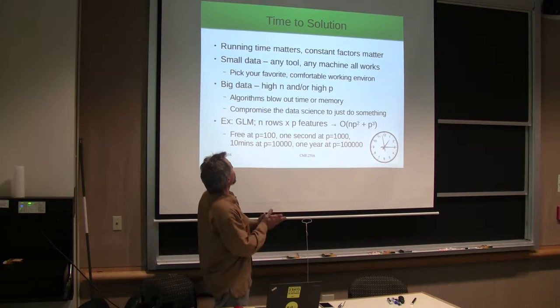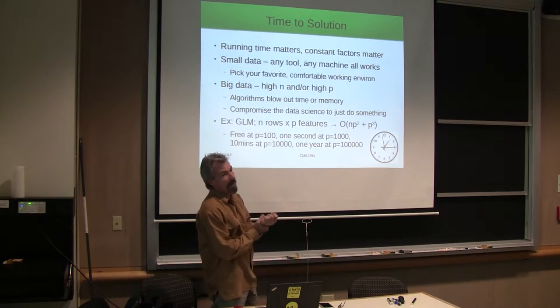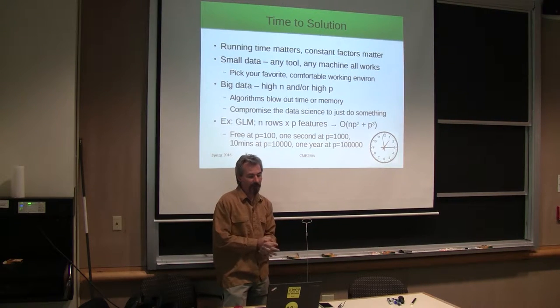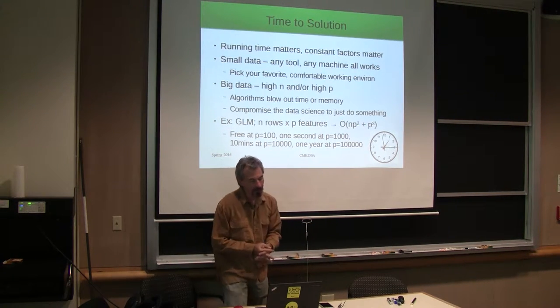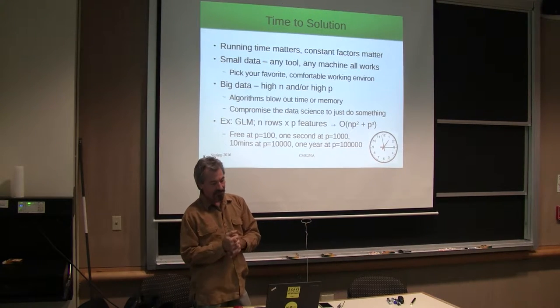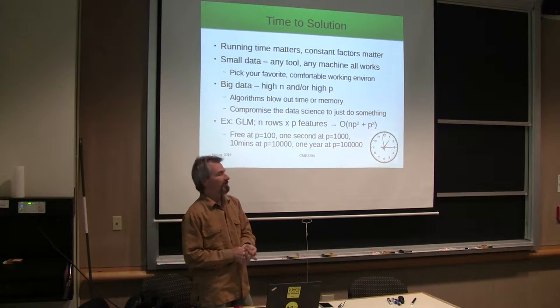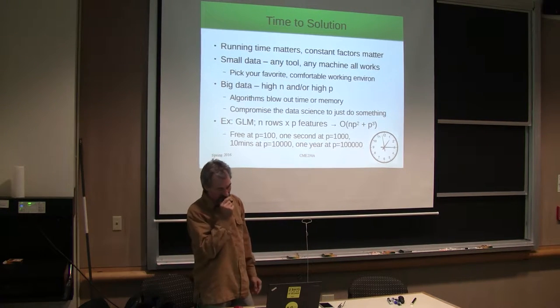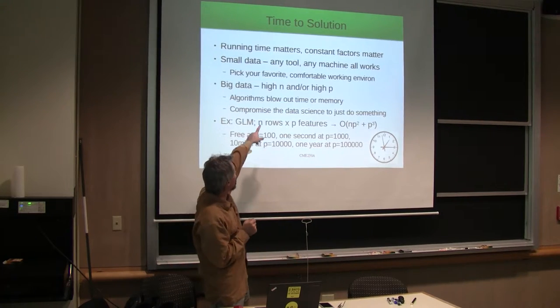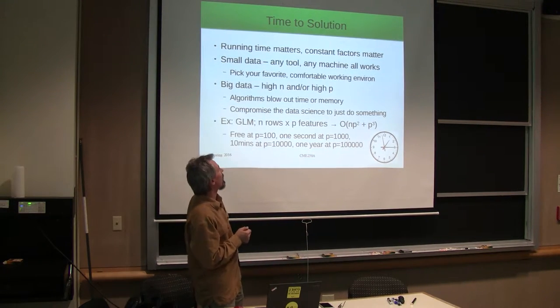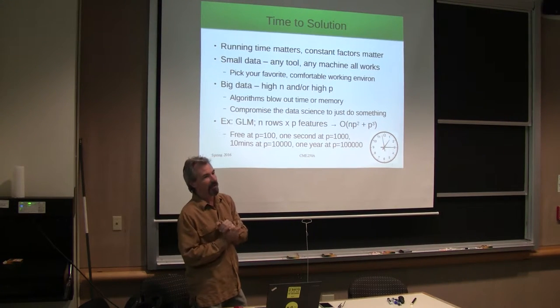One of the issues we'll look at today is time to solution. Running time matters. Constant factors on your algorithms to build solutions matter. If your data is small, any tool works. Go sit down with R or Python, whatever your favorite development environment is, on your laptop and go to town. But if your data gets bigger, it starts to make a difference what tool chain you use and how and why. If you have high N for rows and high D for features, algorithms start to fail different ways. You can blow out time or memory. And you end up doing some sort of compromise just to get something done on a larger data set.